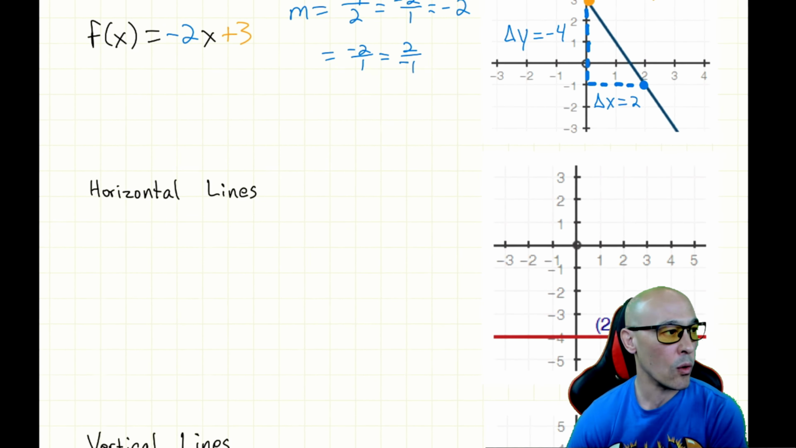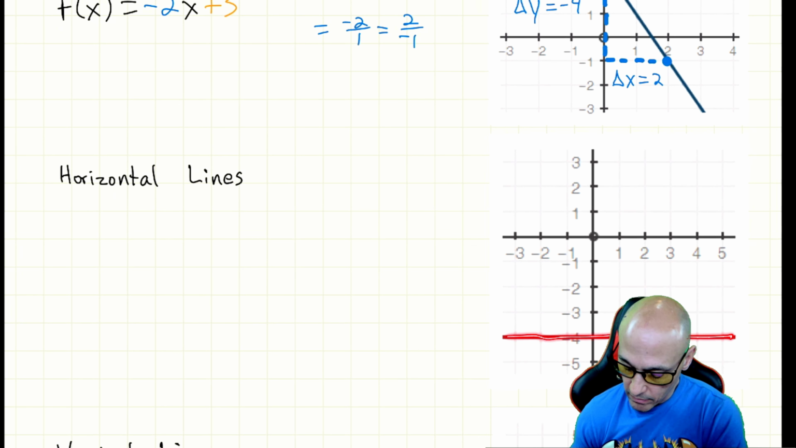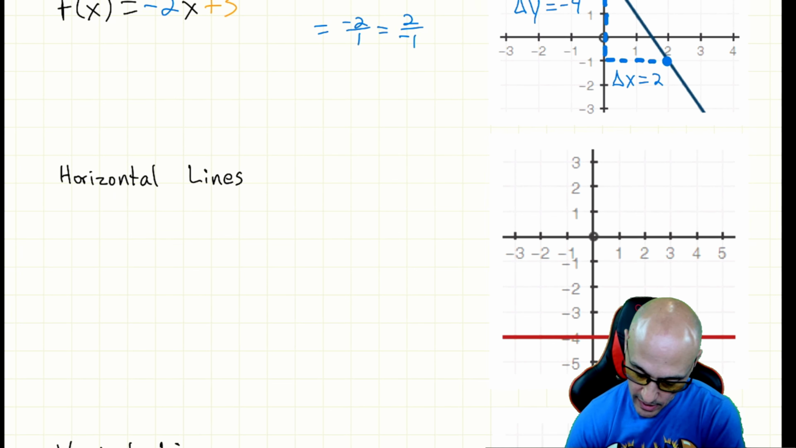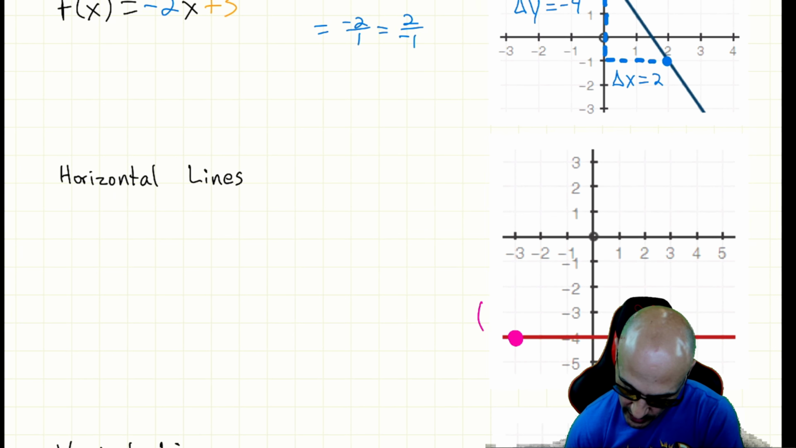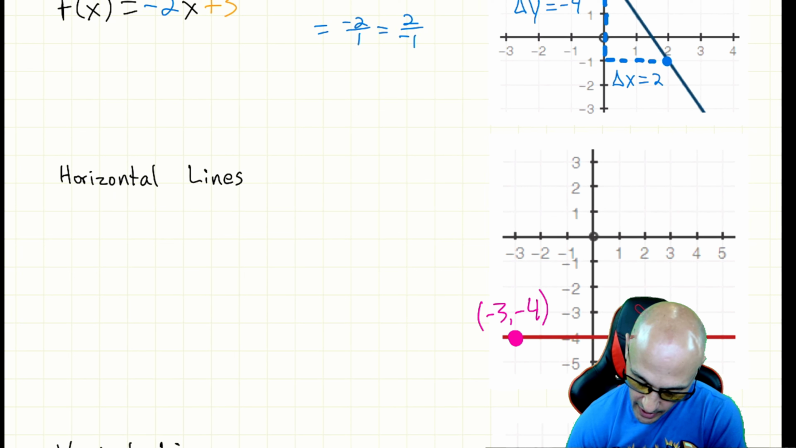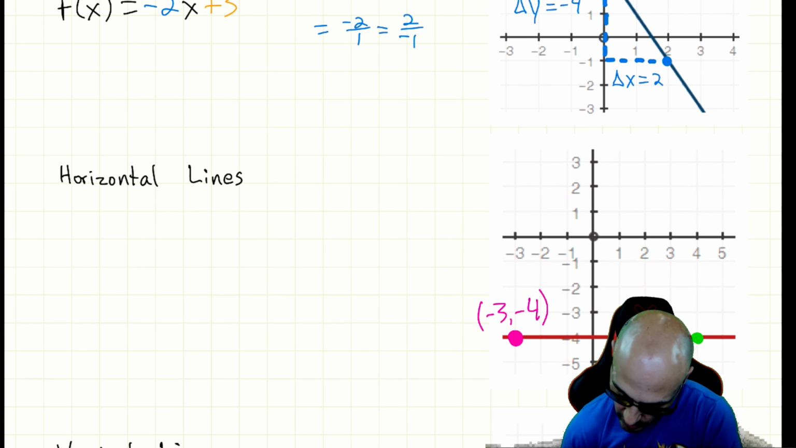Now, when it comes to horizontal lines, it's a little different, because notice that on this line, there's something that is the same for every point on that line. And here is what it is. This point right here is the point negative 3, negative 4. I'm not going to be able to put too many in here, but I'm going to add one more. This point right here is the point 4, negative 4.